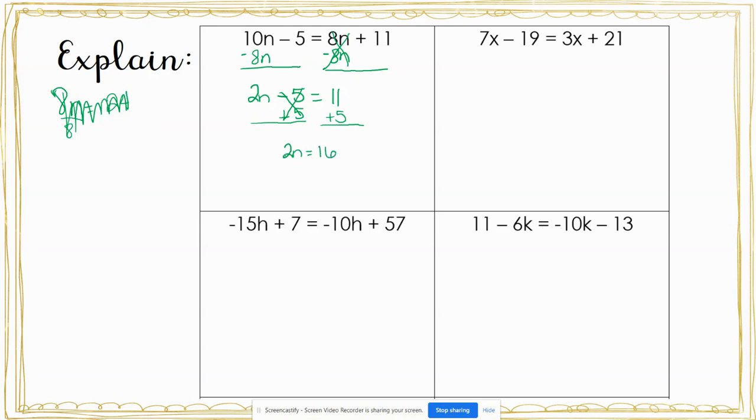Now I do need to get 2 away from n, so I see that 2 is being multiplied by n. Well, I'm going to use the inverse, which is dividing by 2, and I'm going to do that on both sides of the equation. These 2's will cancel to leave me with n equals, and then 16 divided by 2 is 8. So n equals 8.